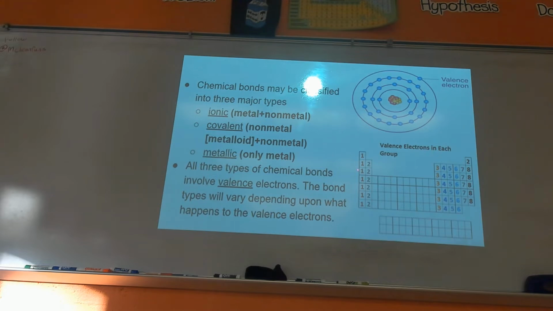And it was organized by group, where group 1, they all have one valence electron. Group 2, they all have two valence electrons. Group 3, they have 3, 4, and so on. An exception would be helium here. Helium has two valence electrons. We good on this slide?